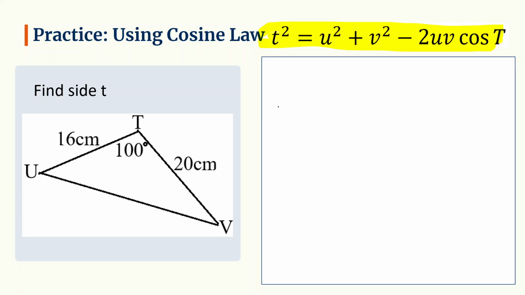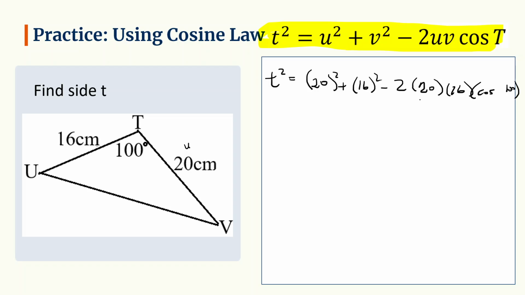So we're just going to sub in t squared, because I don't know what t is yet, but u squared. So this is side u is 20 squared. And then v squared minus 2u times v times cosine 100. It really doesn't matter if you did 16 times 20 and 16 times 20 here. The 16 and the 20 could be reversed and it wouldn't change anything about what you're doing in the question. So again, how should we calculate it?